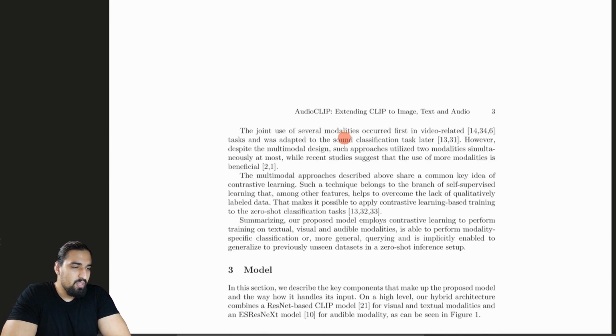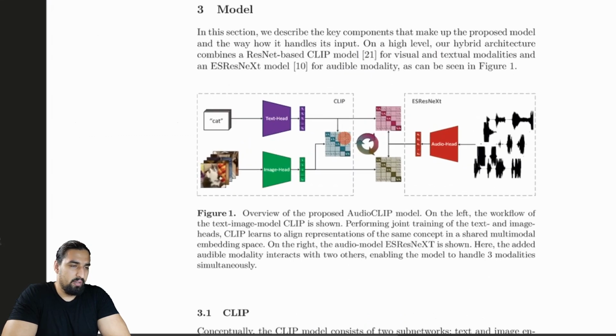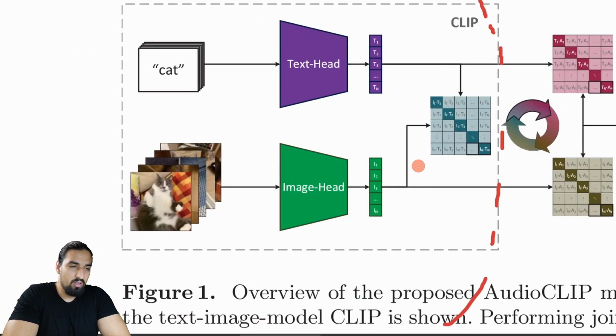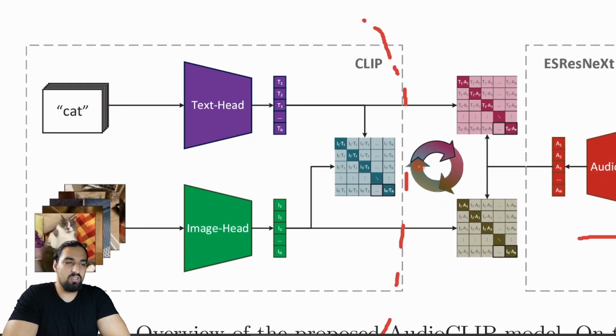Okay, now let's jump to the whole pipeline. This is how the final model looks like. And as you can see, this part here is your standard CLIP. And they additionally add this ESResNeXt, you feed in audio, you find the representations, and this is pretty much the same idea as from CLIP.